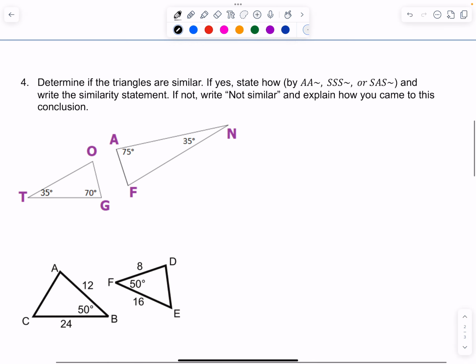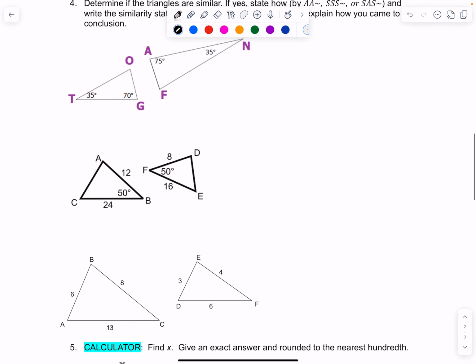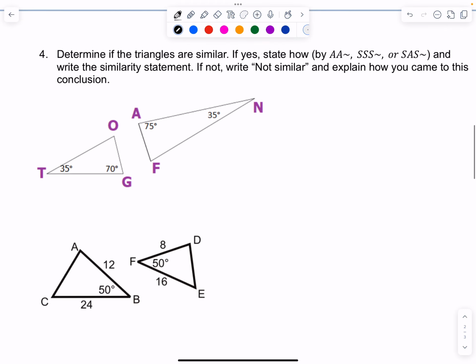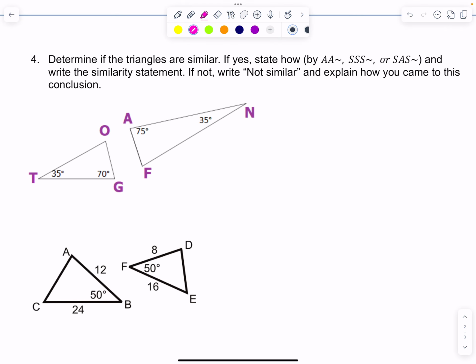Go to number 4. Note, number 4 has 3 different ones here. We're determining if triangles are similar or not. Don't forget, these are the different ways that we're trying to say that they are similar: angle, angle similarity, side, side, side similarity, or side, angle, side similarity.